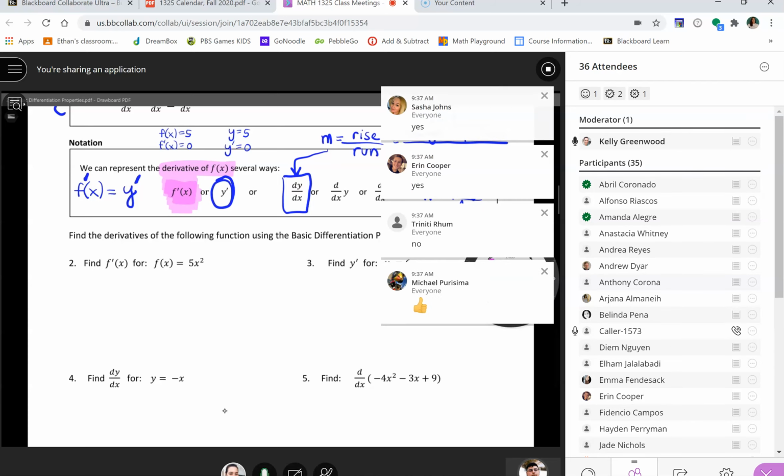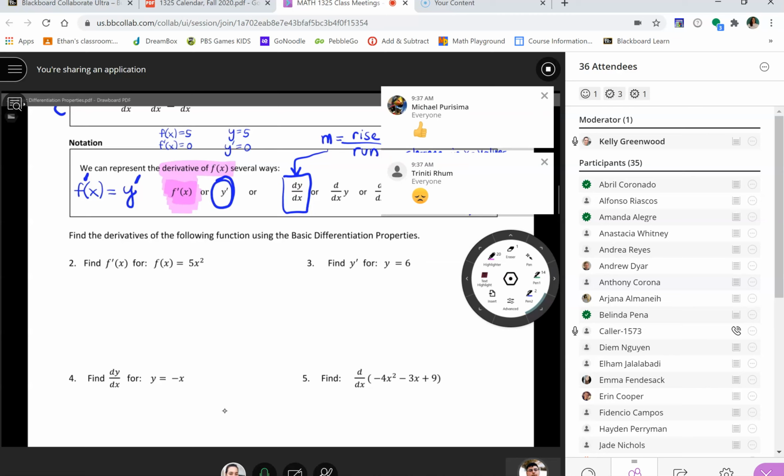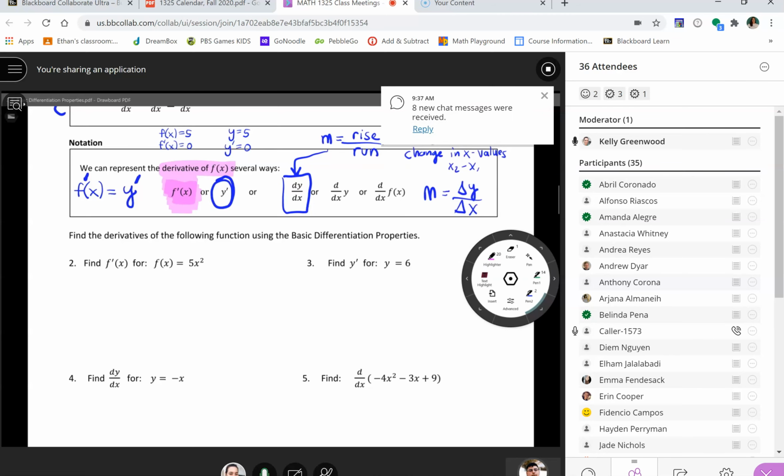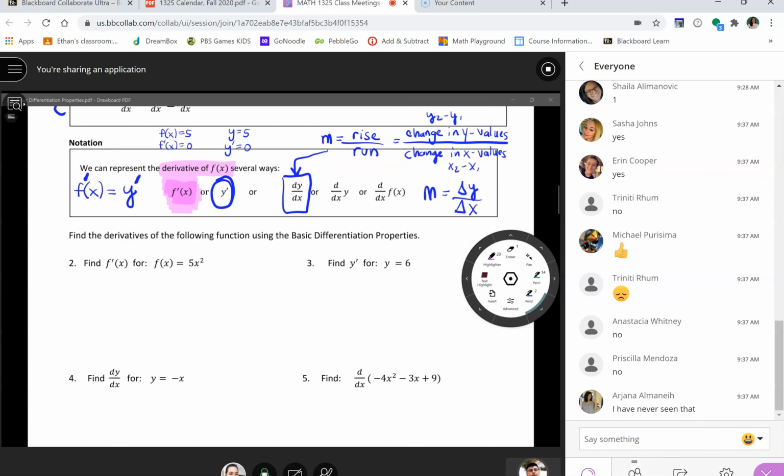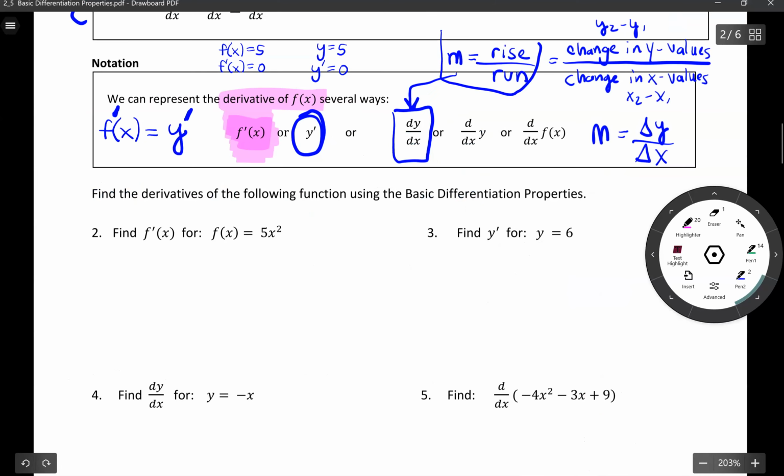Okay, a couple people did, a couple people didn't. Oh, it's okay, Trinity. Okay. So yeah, it's all over the place, whether people saw that or not. Okay, if you haven't seen it, it's okay. Did you see at least the rise over run part? The change in y over the change in x?